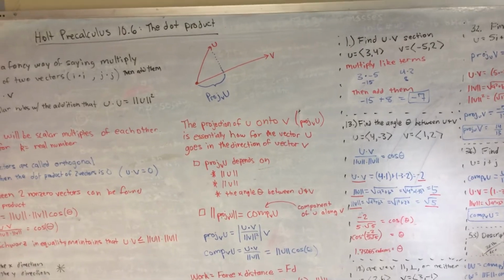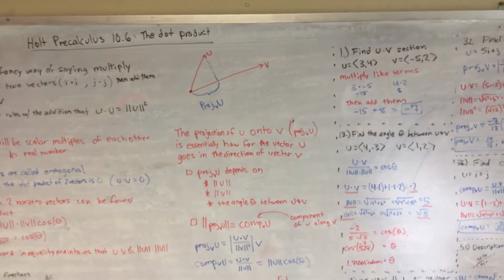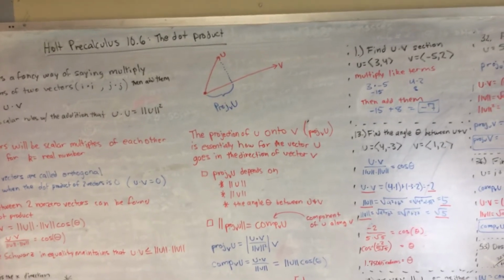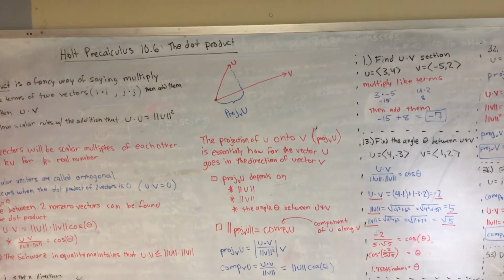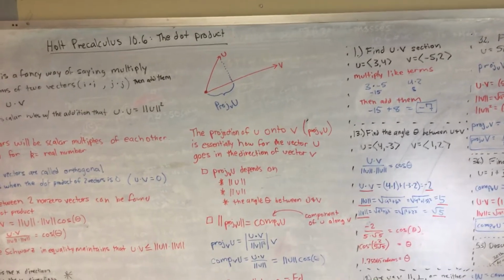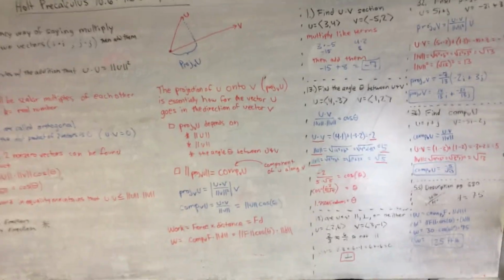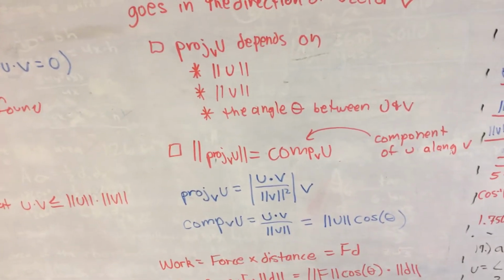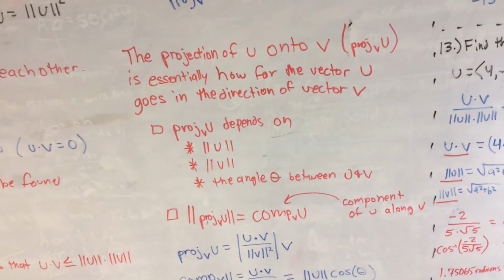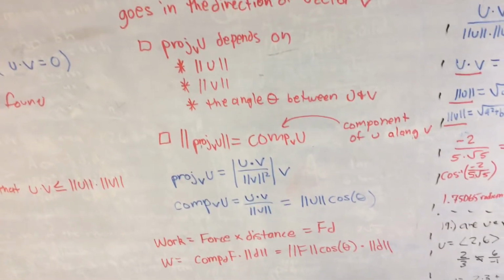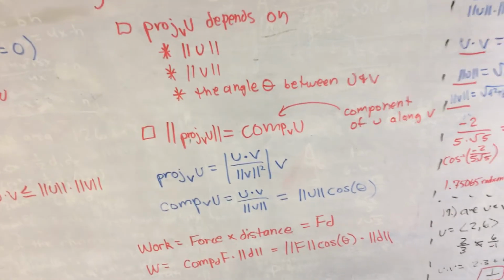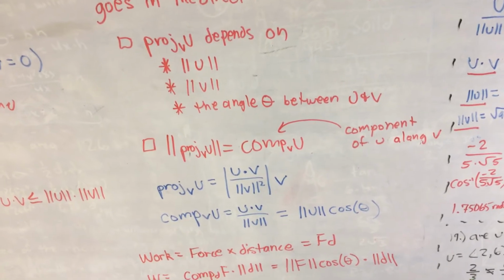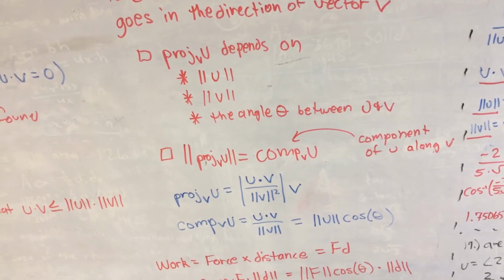So remember, every vector can be considered the resultant of two or more vectors. Basically what we're saying is, if you take two vectors, you can always have the vector have a component of another vector. So it's really easy to use this to relate vectors to each other. Now, the magnitude of the projection is equal to the component. The projection will depend on the magnitude of both vectors and the angle between them. Furthermore, the component of u onto v will be u dot v over the magnitude of v, which is also equal to the magnitude of u times the cosine of theta.